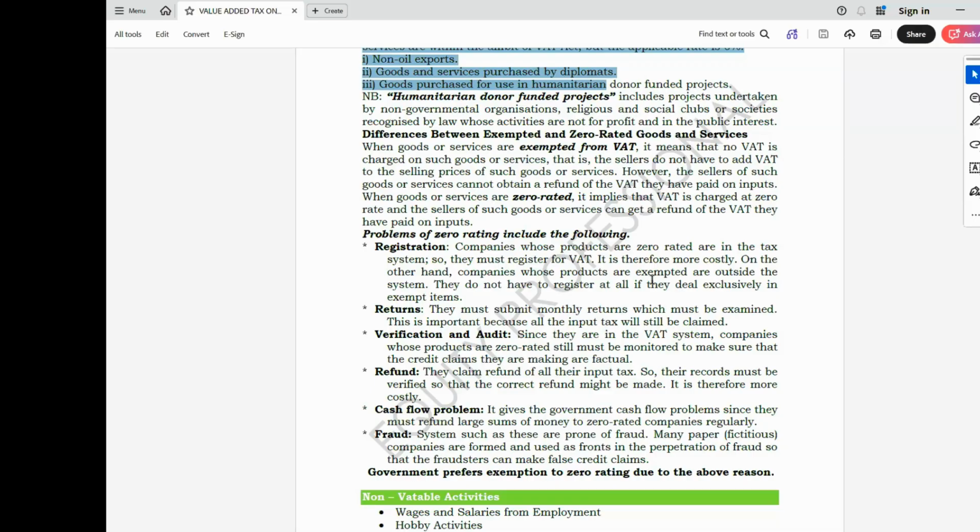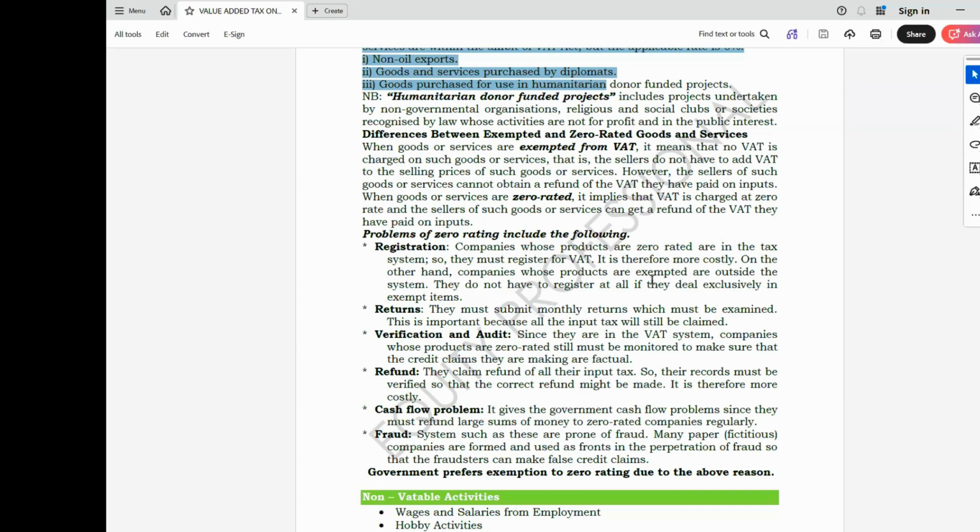Then we may be asked for the problems of zero rating, which include the following: registration. Some of these companies dealing with zero rated items don't usually register. They will just tell you that because maybe our items are zero rated, it is 0% now, so why do we need to bother ourselves? Then returns. Because your item is zero rated does not exclude you from filing returns. So most of these companies dealing with zero rated items end up not filing returns to the relevant tax authority. Then verification and tax audit.